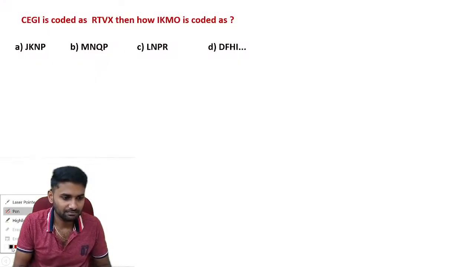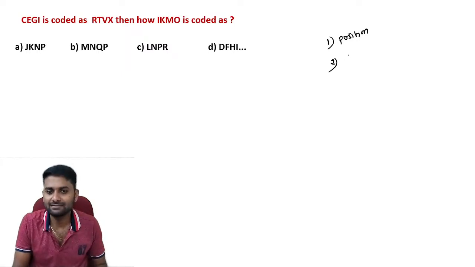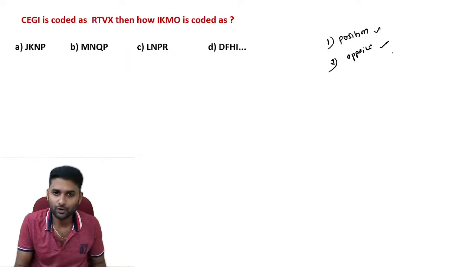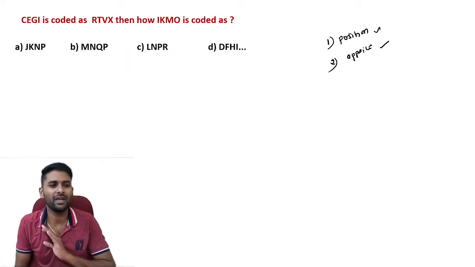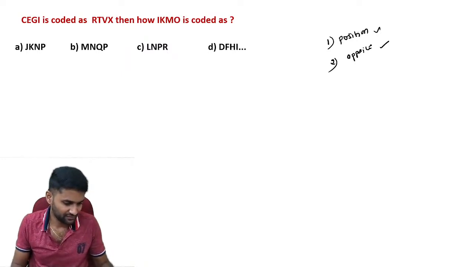Guys, remember that for coding and decoding, you must be good at the alphabetical position and reverse alphabetical position. Second, you have to understand the different opposite pairs. Learning these two pieces of information is most important. If you know these two, you can solve any question related to alphabets. Now give me the answer for this question.